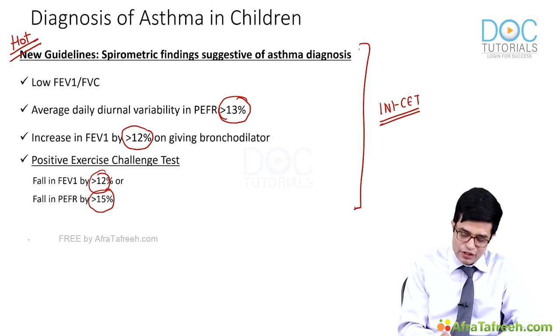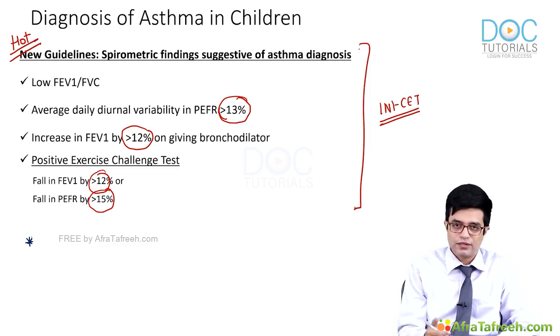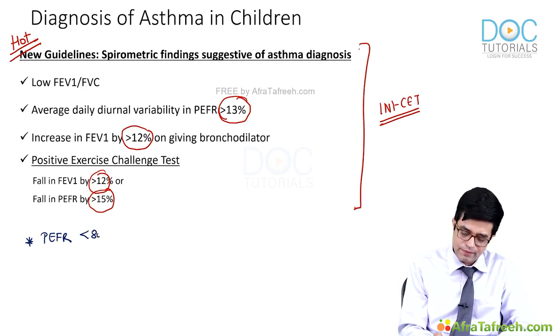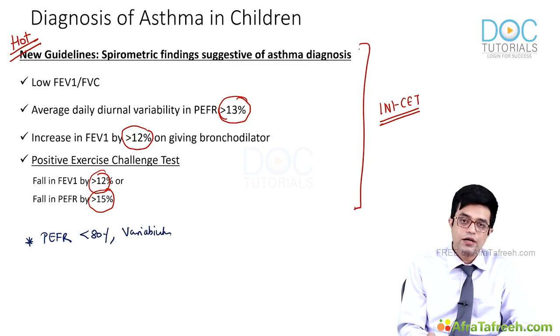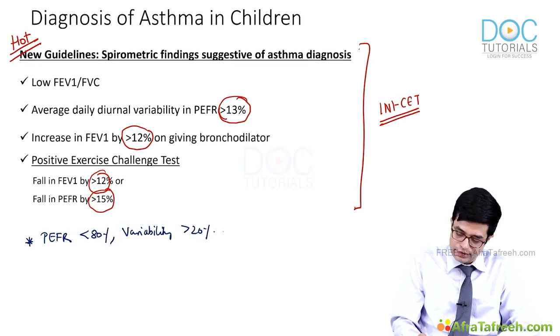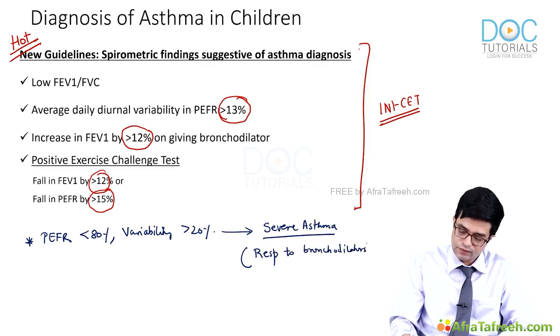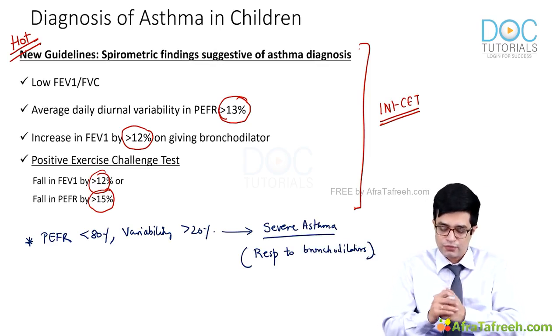It is not a part of the GINA guidelines, but any child where the peak expiratory flow rate is less than 80%, or there is variability in PEFR of more than 20%, is found to have clinically significant or severe asthma. But this severe asthma will always respond to bronchodilators. So this is how you make the diagnosis of asthma in children.